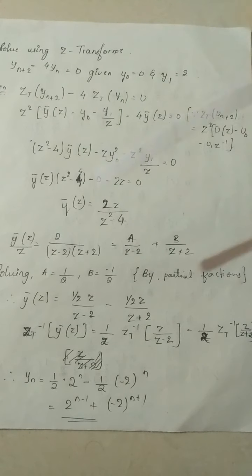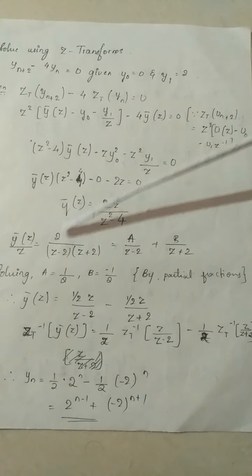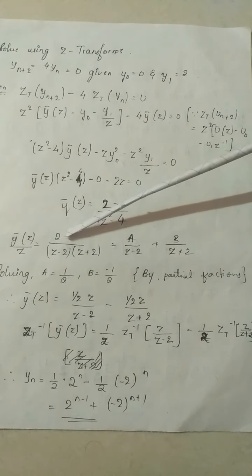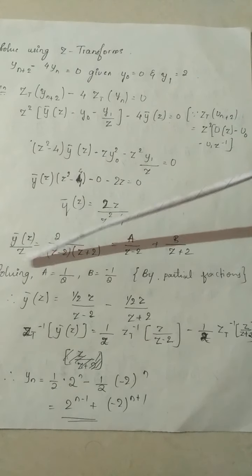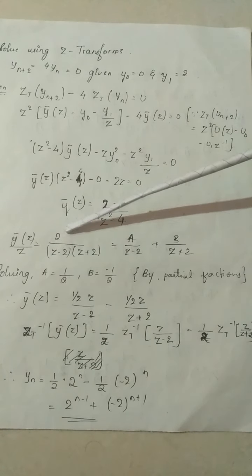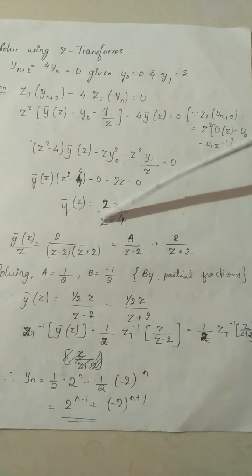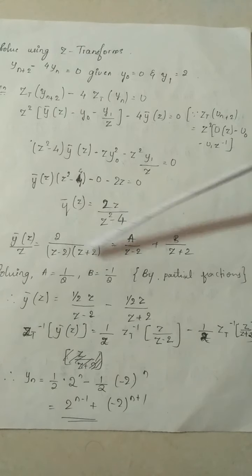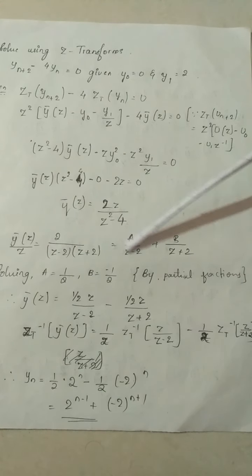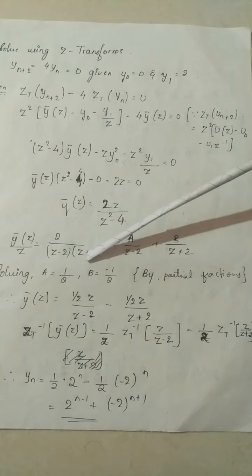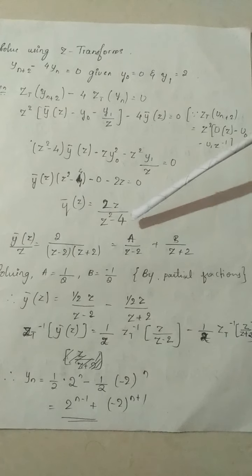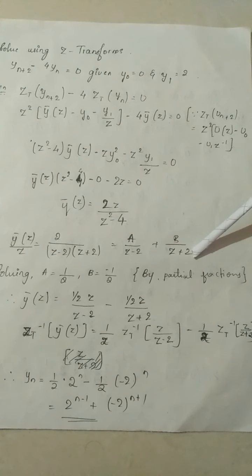Now y bar z is equal to 2 times z shifted to the other side. So y bar z upon z is 2 upon z minus 2 into z plus 2, since z square minus 4 is a square minus b square, a plus b, a minus b. Now again resolve it into partial fractions. These are not repeated factors, so it can be written as a upon z minus 2 plus b upon z plus 2.